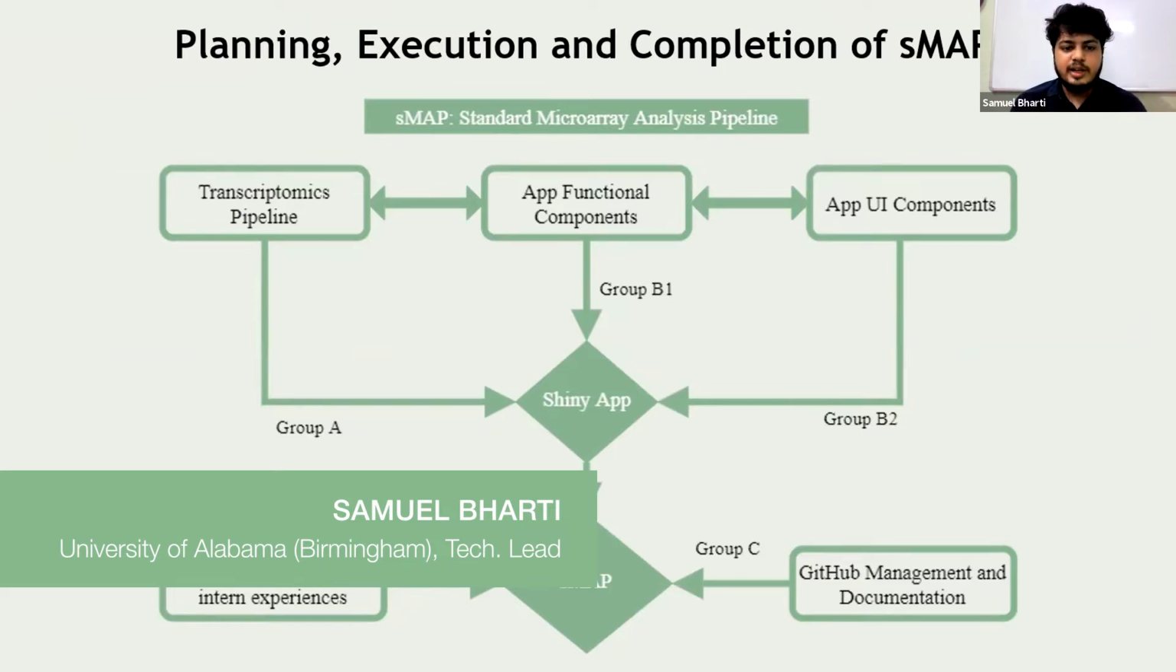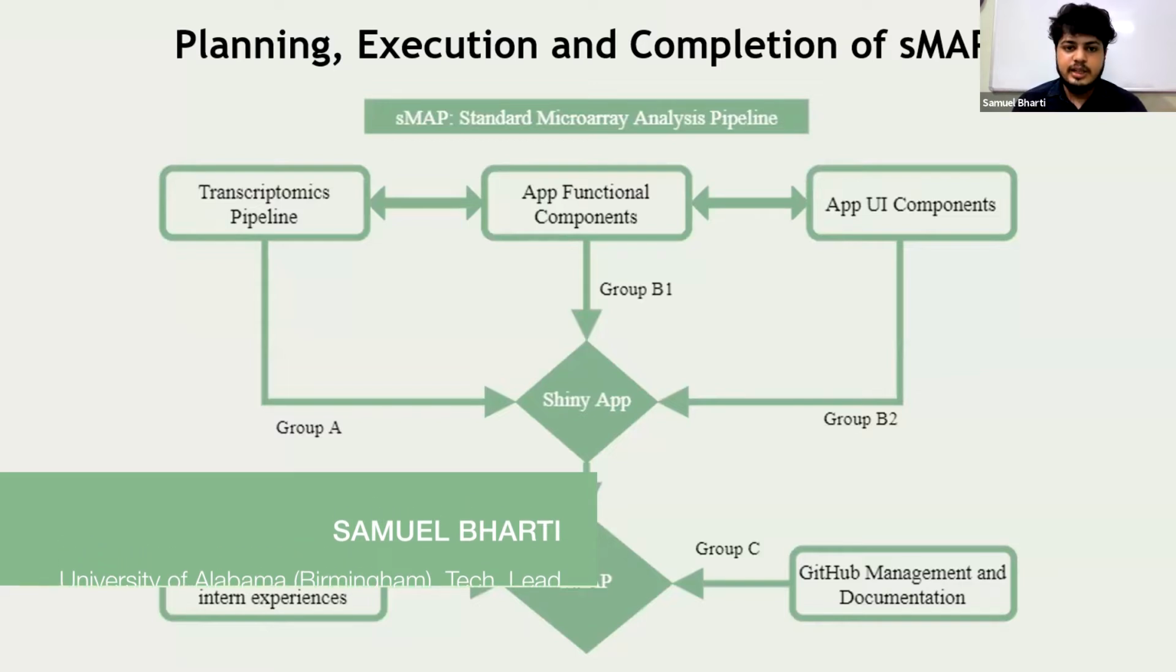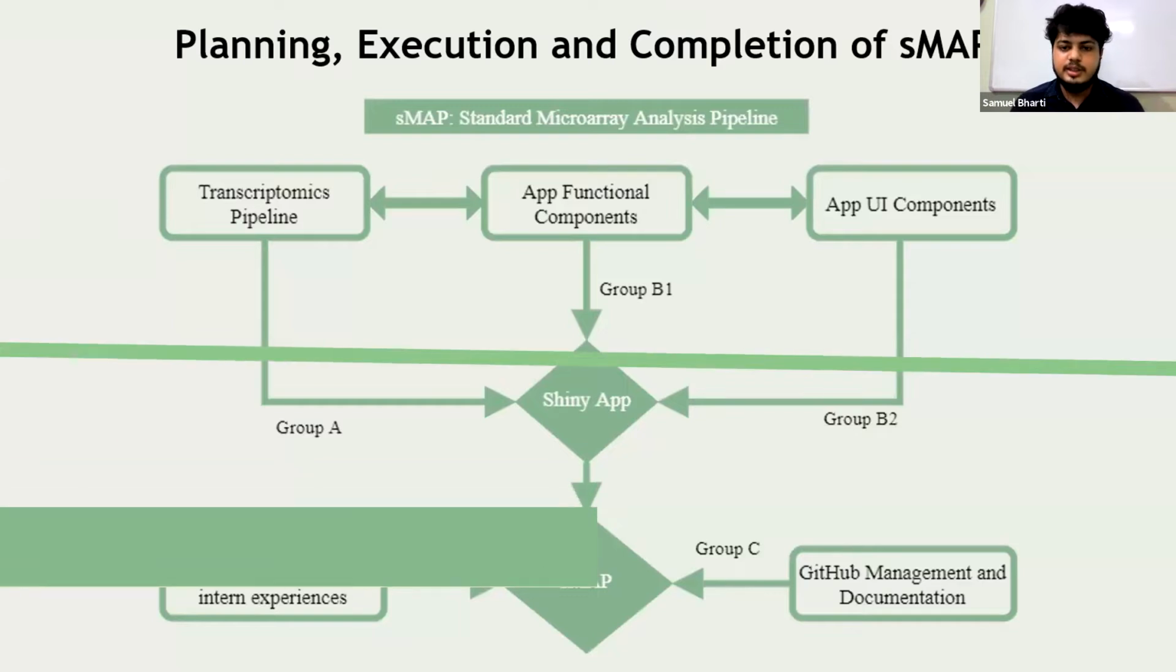Group A worked on the backend of the app, developing the transcriptomics pipeline. B1 worked on the app functional components. Group C basically worked on GitHub management and creating the documentation for the whole app. And Group D worked on developing a project site as well as logging the intern experiences.